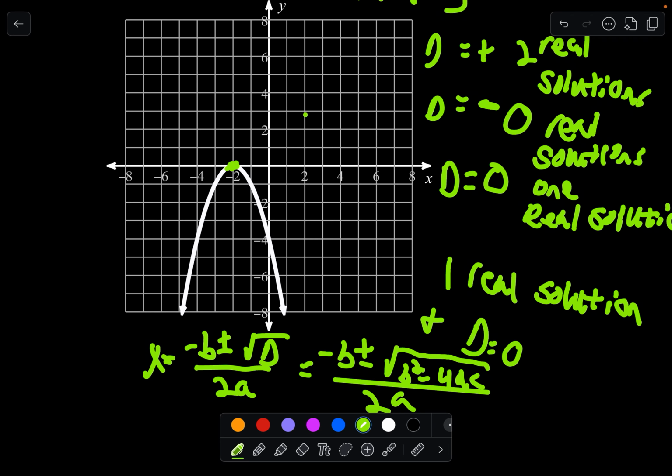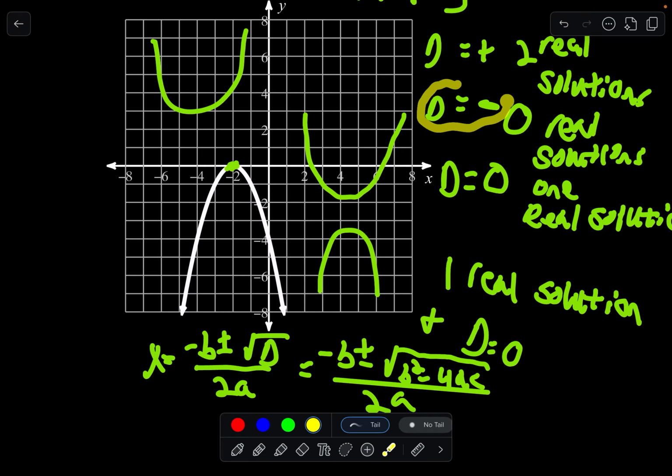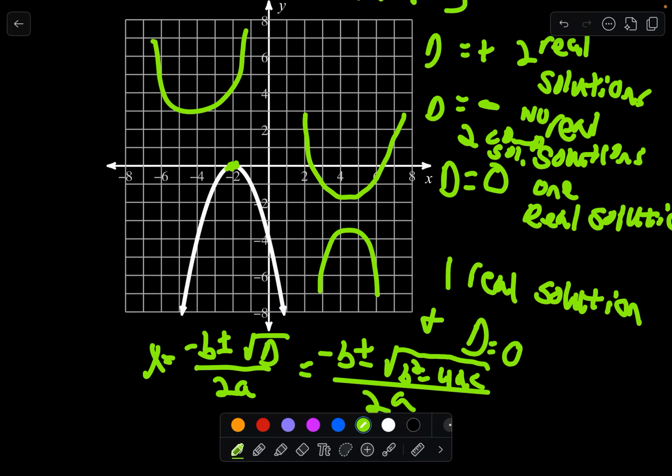So if you had a graph that touched the x-axis twice like that, that's two real solutions, and the discriminant would be positive. And if you had a graph that never touched the x, like that or like this, then it would be d is equal to a negative, which is this example. That's supposed to be negative. And that means no, I shouldn't say 0 real solutions. I should say no real solutions. Or 2 complex solutions. All right?